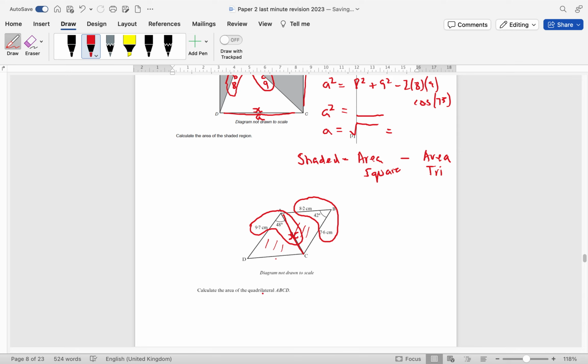The question says, calculate the area of the quadrilateral ABCD. In other words, I need the area of the whole thing. So I need the area of this triangle and the area of this triangle. So there's a lot of work to do here. We can start with the area of this triangle, which is half A, B, sine C. So we'd call them A, B, and that would be capital C. That would get me the area of that one. This one is half A, 9.7, B, don't know it for a minute, sine 48.